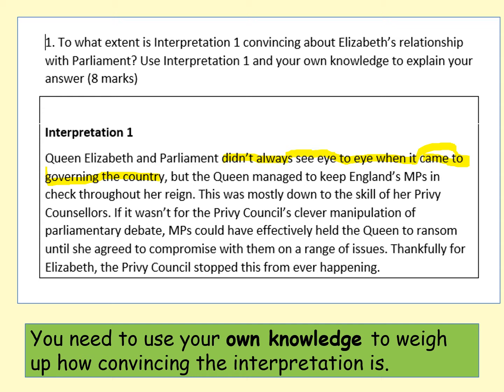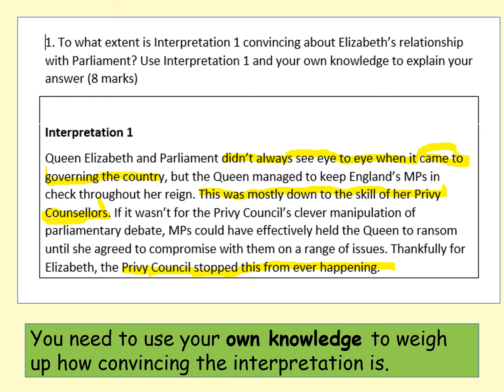The other thing that the interpretation really talks about is that the main reason why the Queen managed to keep England's MPs in check, so she kept them under control, was down to the skill of her Privy Councillors. So it talks about the fact that the reason why Elizabeth had no problem with Parliament was because of the Privy Council, and we can see there some key phrases. So that's the first thing to do, is to decide what is the interpretation that the source is offering.